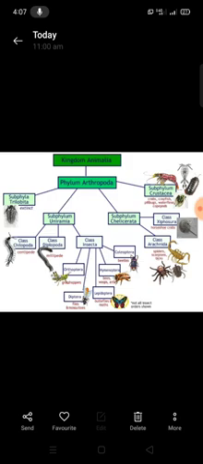Antennules, a pair of antennae, a pair of mandibles, and 2 pairs of maxillae. Total 5 pairs. One pair is the antennules, one pair of antennae and the mandibles, and the 2 pairs are maxillae. This is the 5 pairs of cephalic appendages.